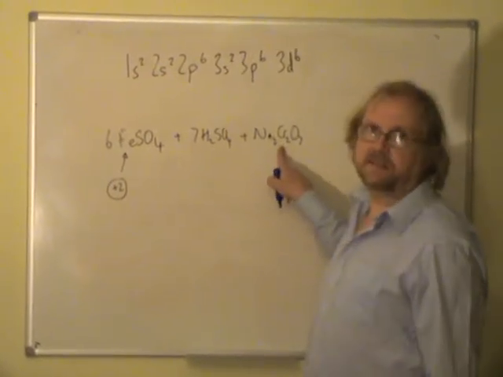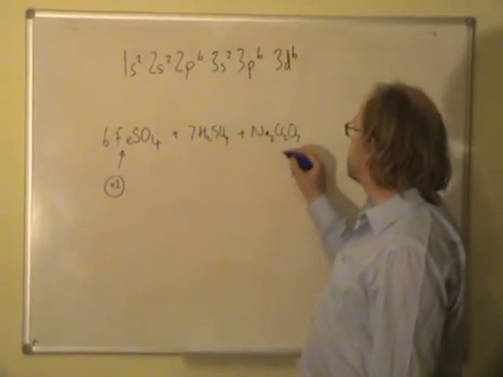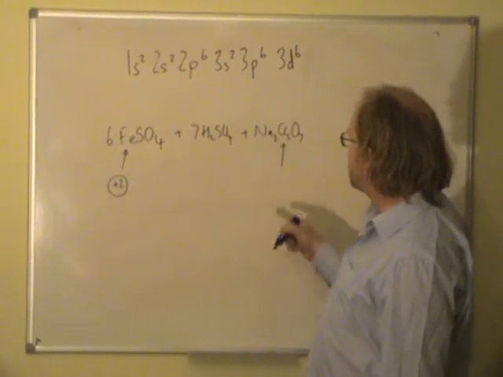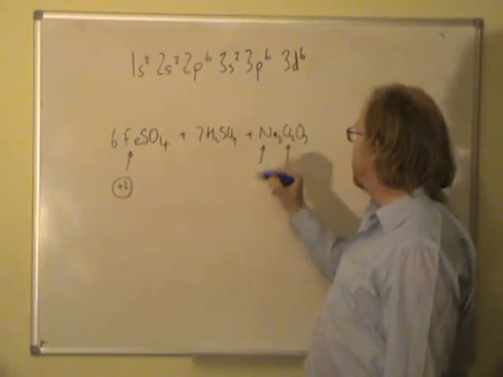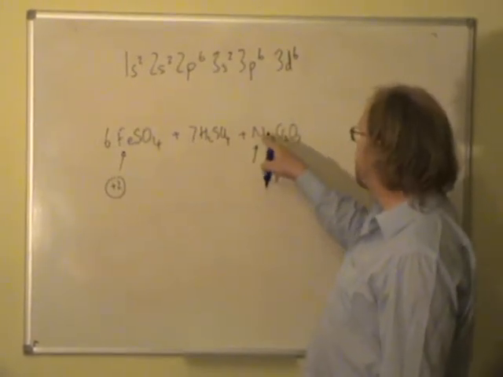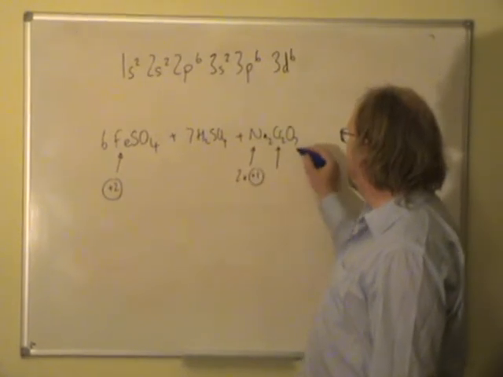Chromium is the transition element. It's the one that's likely to change. So look at that one first, and you can see what its oxidation state is. It's a bit more work this time. Sodium, remember, is always +1 in compounds. So because it's Na2, we've got 2 lots of +1.